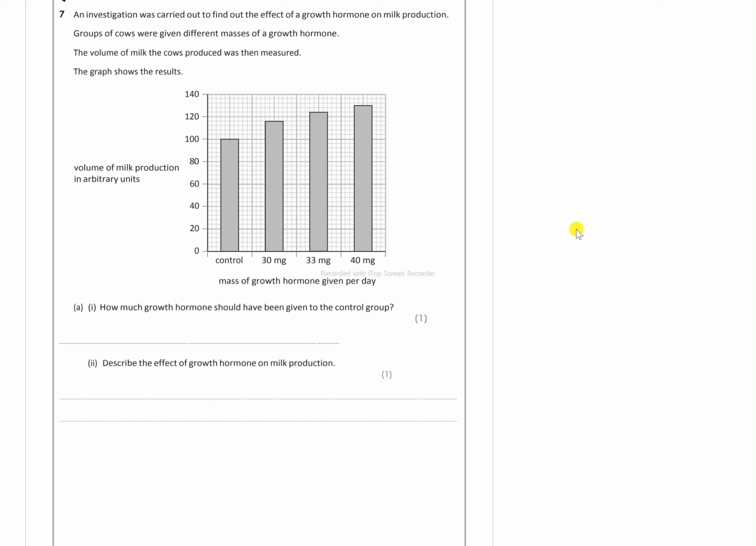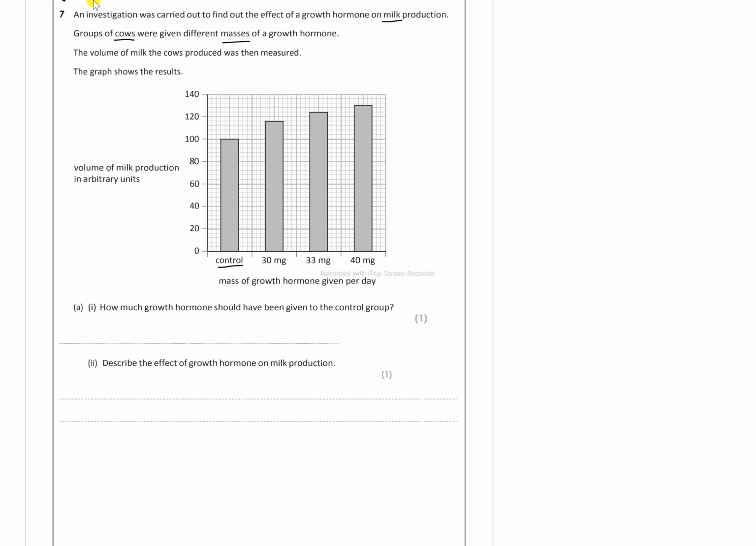Right, we're carrying on with the hormone questions. An investigation was carried out to find the effect of growth hormone on milk production. Groups of cows were given different masses of growth hormone. The volume of the milk produced was then measured.